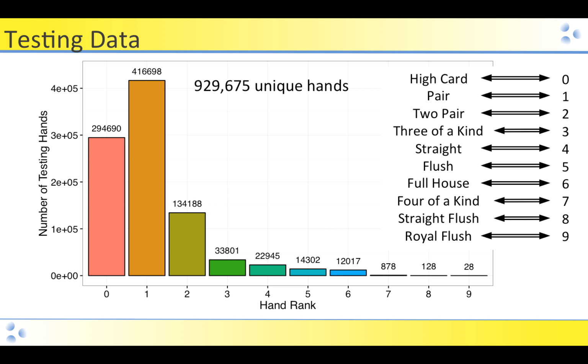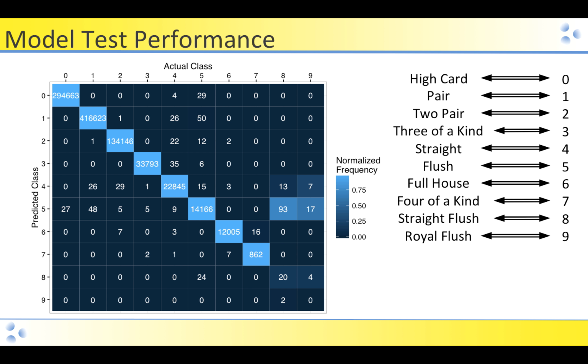I reserved about 1 million unique hands, different from the training data, in order to verify the out-of-sample performance of the neural network. The distribution is very similar, although there are fewer numbers of all the different possible hand ranks. And this is the confusion matrix that shows the performance of the model on the test data.